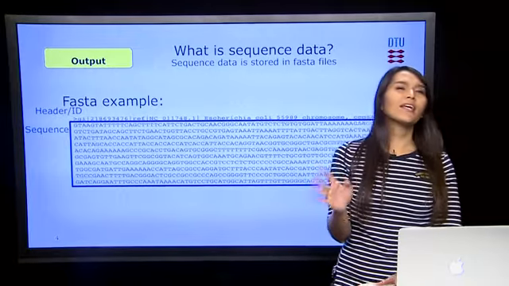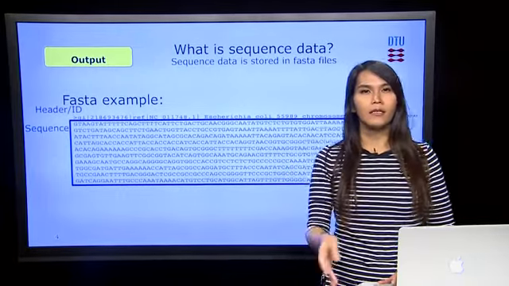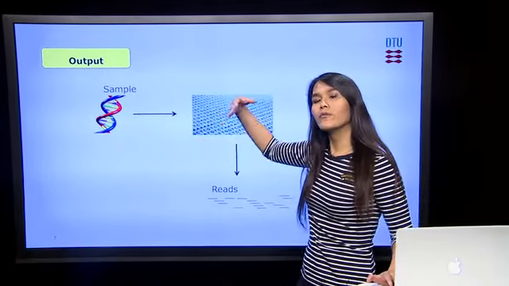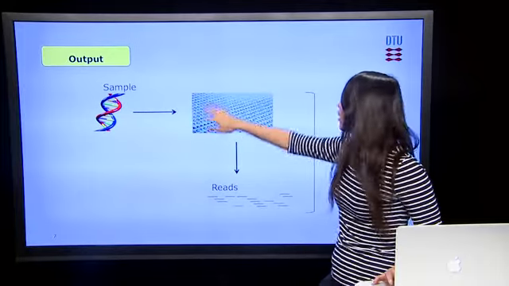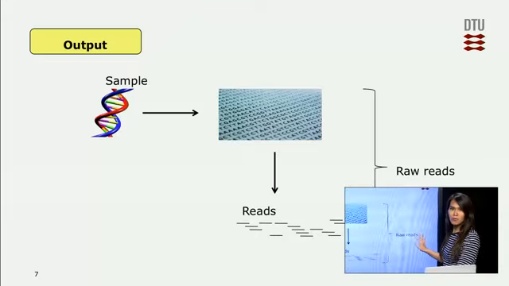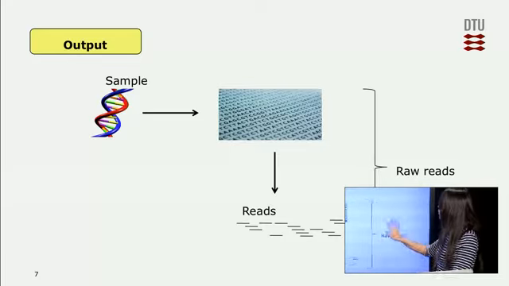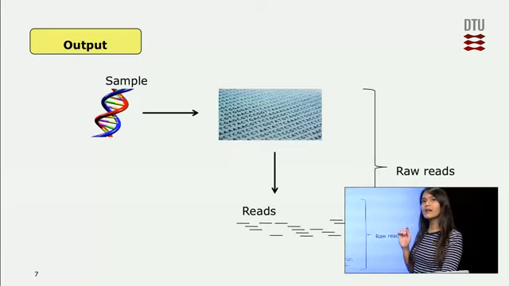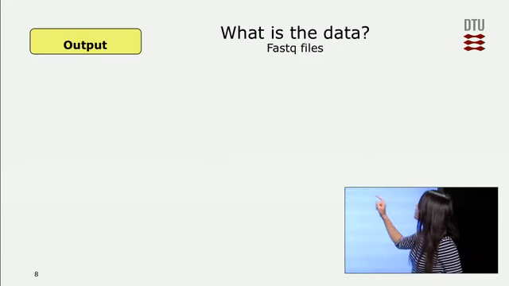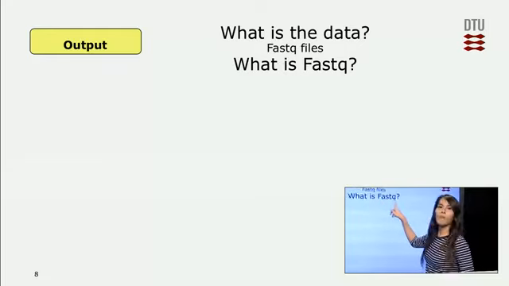But this is not the format that you will get directly from the sequencer. What can you get from the sequencer? You have the DNA, you fragment the DNA doing library preparation, and you sequence the DNA. What you're going to get is short sequences that we call reads, or raw reads. And this is what you're going to get from the sequencing machine by NGS technology. The raw reads that you will get are not going to be in FASTA format, but they're going to be stored in FASTQ format.